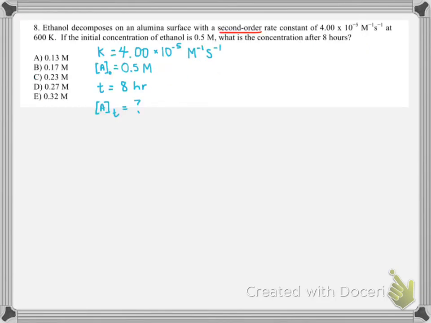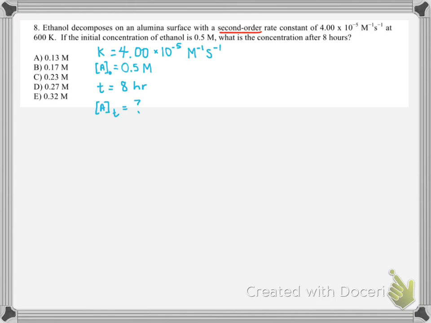Okay, so here we have another integrated rate law problem where we're looking at ethanol decomposition on an alumina surface. So they tell us that this is a second order process. I just like whenever they tell me the rate order to underline it. They give us the K right out there with 4 times 10 to the minus 5th molar inverse, second inverse, and we're at 600 Kelvin. Say we're starting with an initial ethanol concentration of 0.5 molar and want to know the concentration after 8 hours.